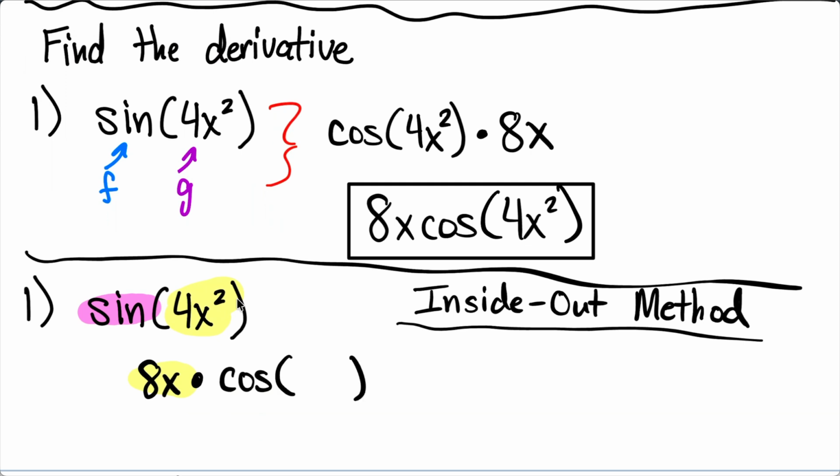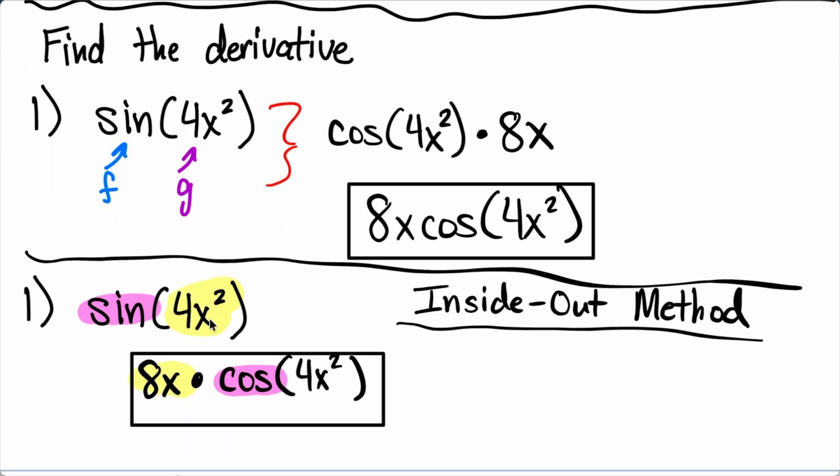Now, I've already used 4x squared. I already took its derivative, so I'm just going to leave it alone in here. It's been neutralized. As I work inside out, everything that was inside gets neutralized. I've already taken care of it. So the derivative of 4x squared is 8x, times the derivative of sine, which is cosine. And then the 4x squared just comes along, because it's already been neutralized. And so this is our answer here, and it's the same answer that we had on the top.